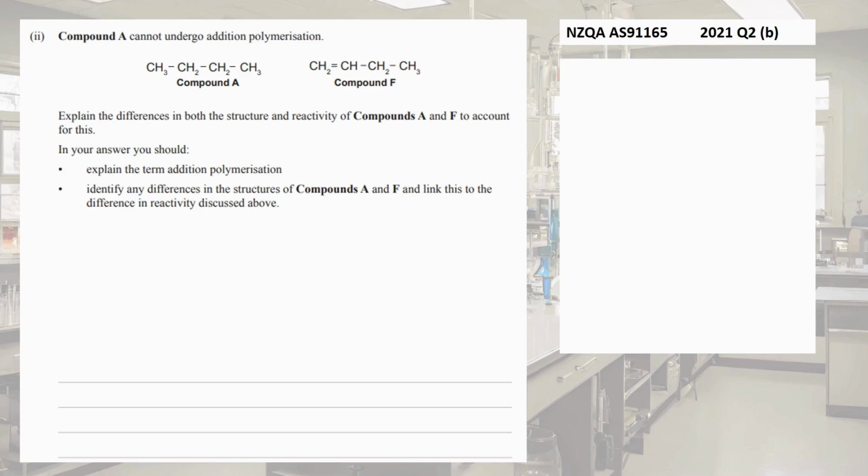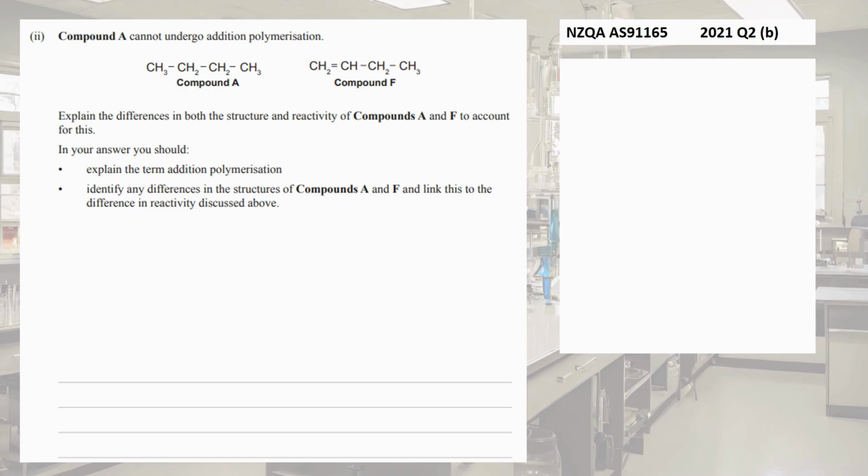Compound A cannot undergo addition polymerization. Now the reason for this is compound A only contains single bonds, it's saturated, so it's unreactive, right? It's not going to undergo addition reactions. However, compound F has a double bond, which means it can break the double bond and undergo addition reaction, so it's reactive. Okay, remember it's unsaturated.